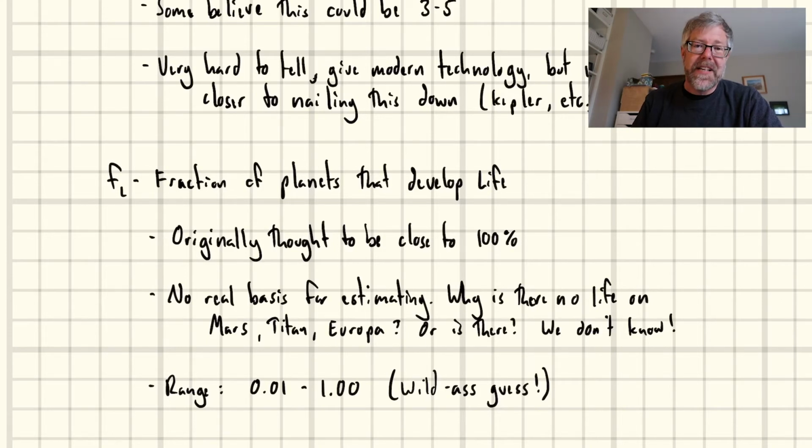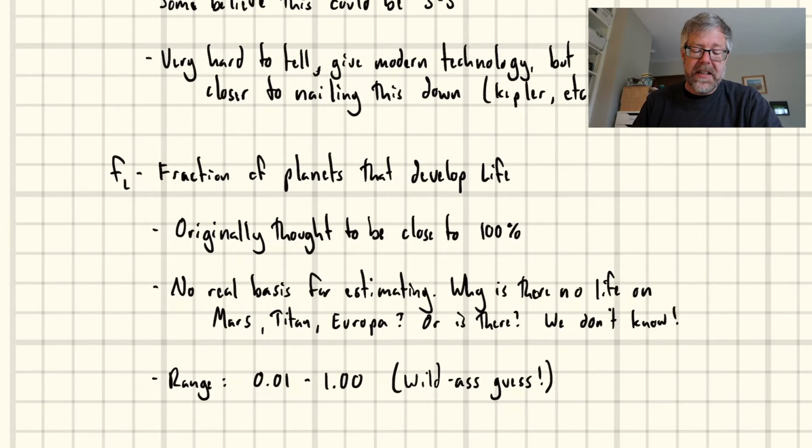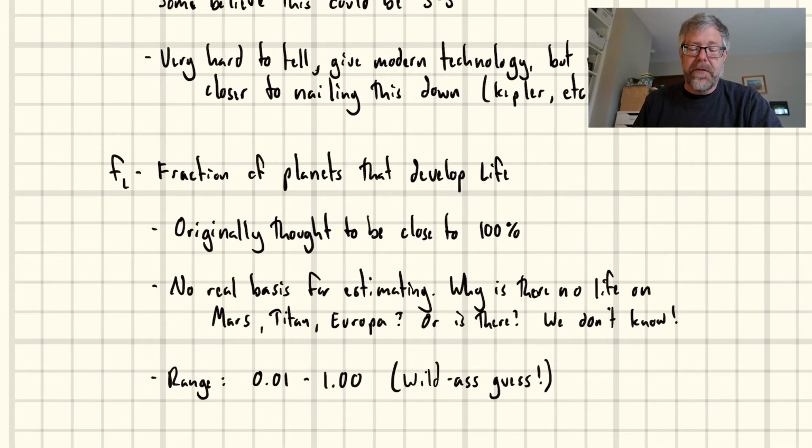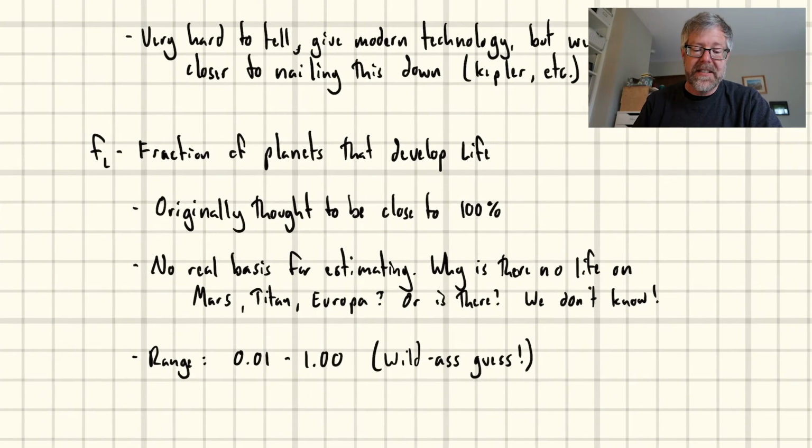Okay, well, then you have to ask, why is there no life on Mars, Titan, or Europa? And you really can't even say whether there was or is life on Mars, Titan, or Europa. We just don't know. And so the range of this is basically almost anything, from 1% of planets in the habitable zone developing life to 100%. We have no real idea, and it's completely a guess at this point.